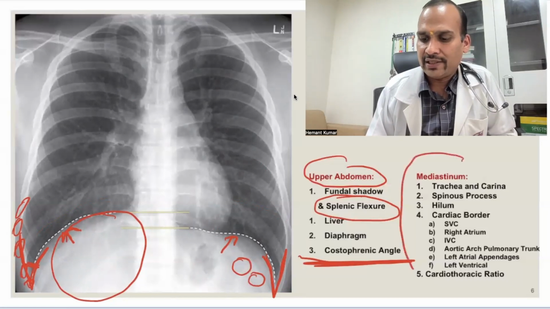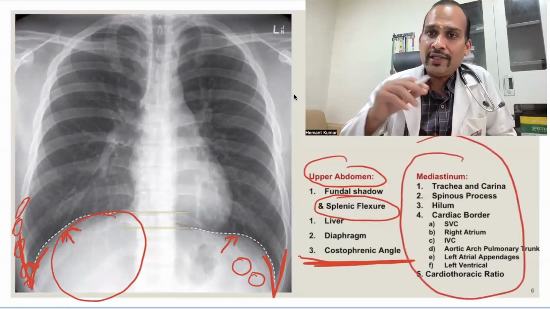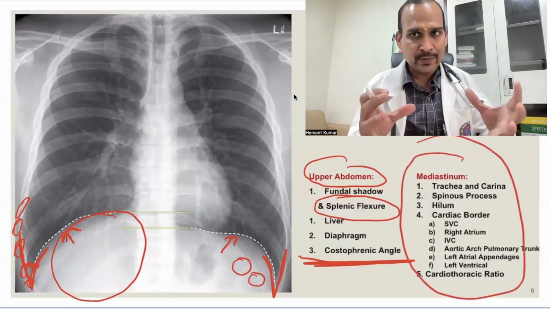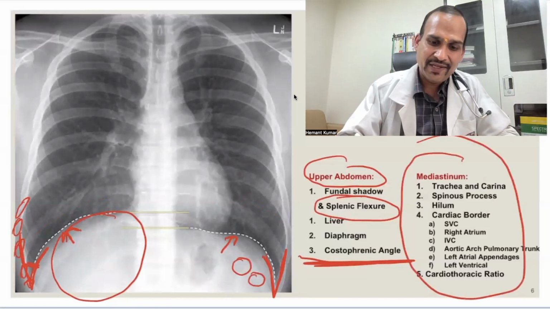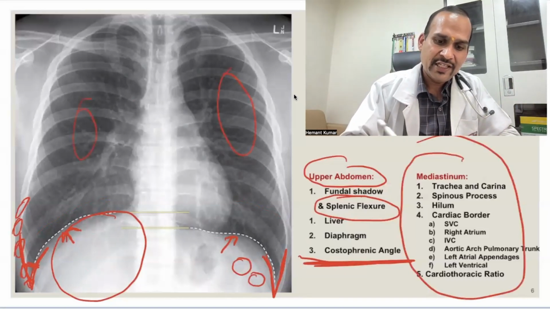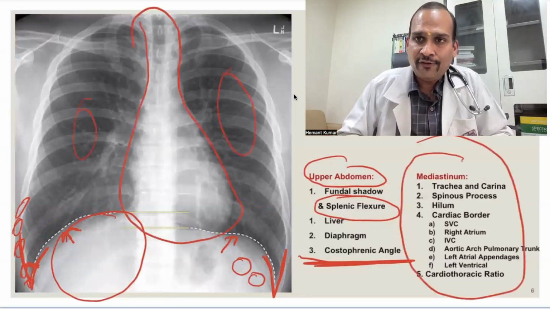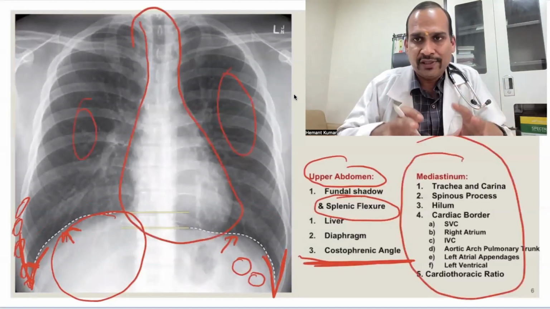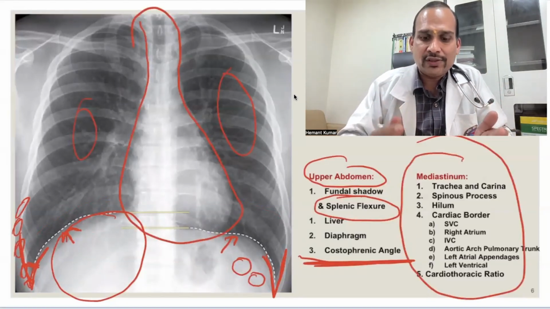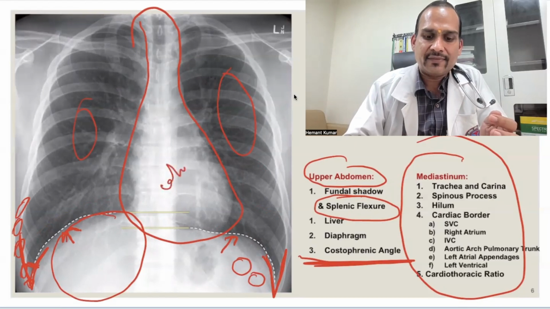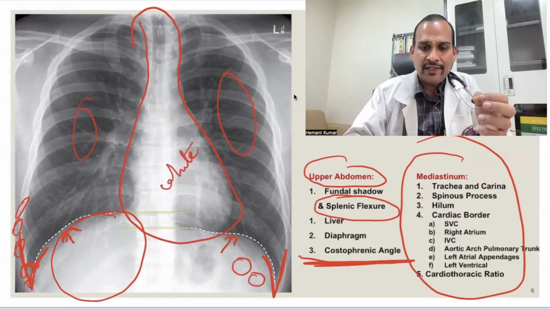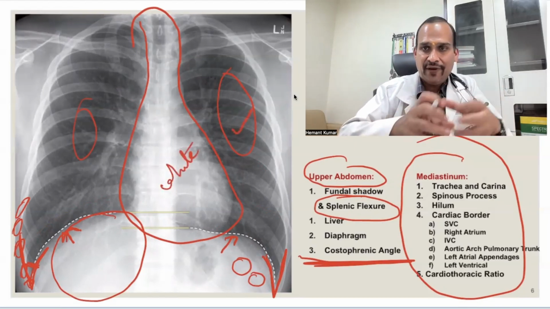Then coming to the mediastinum. What is the meaning of mediastinum? Space between two lungs. So these are the lungs, and the space between two lungs is this white area. This is the mediastinum, and the mediastinum is full of blood, soft tissues, lymph nodes. That's why it looks white. If it were air, it would look black, but this is white.